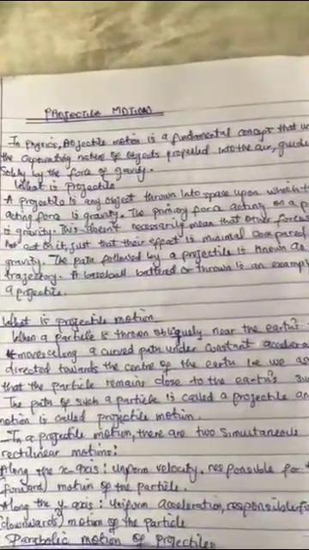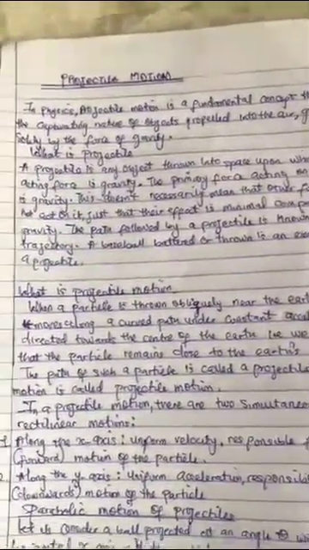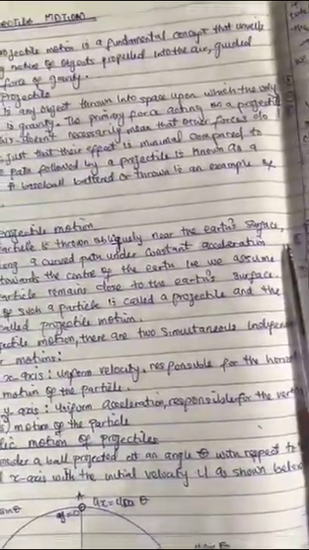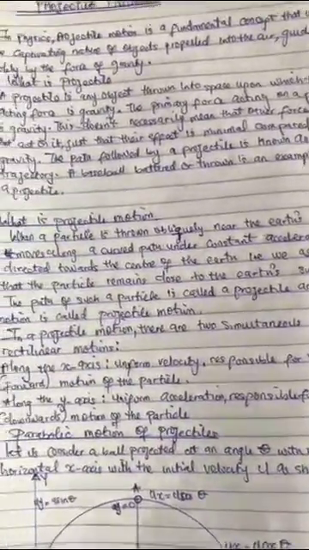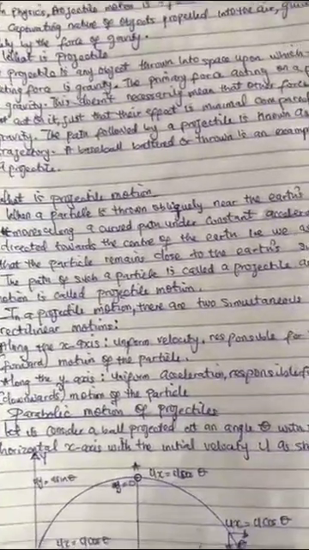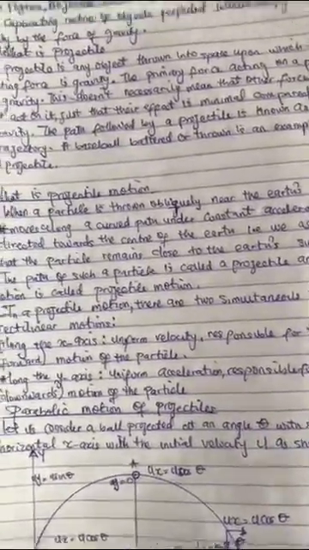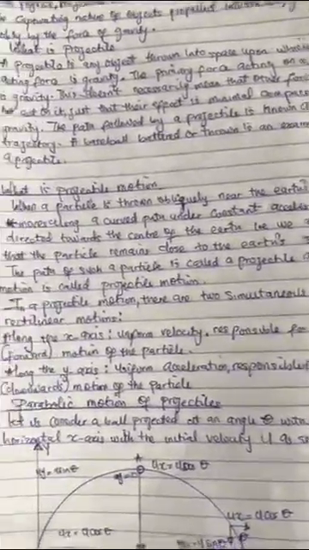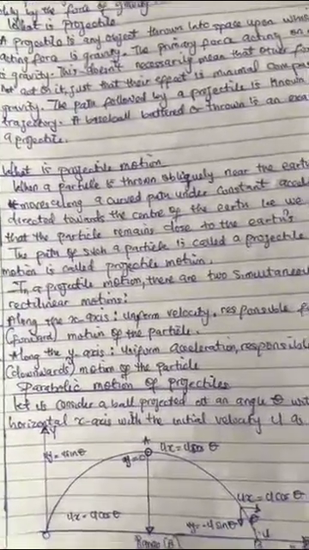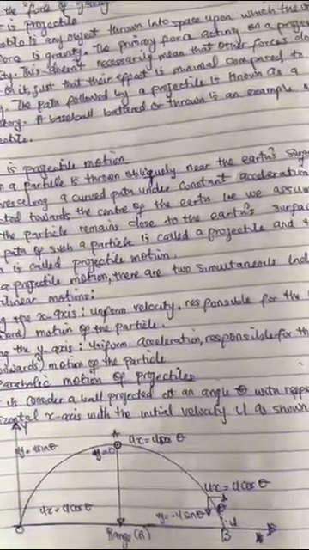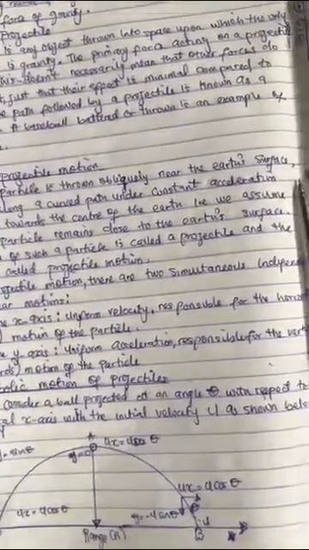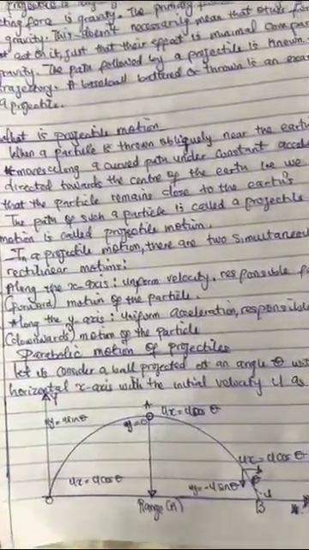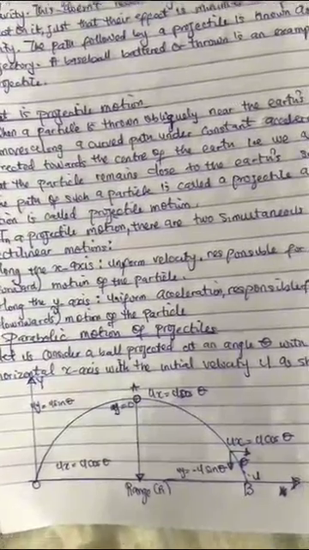So now, what is projectile motion? When a particle is thrown obliquely near the Earth's surface, it moves along a curved path under constant acceleration directed towards the center of the Earth. That is, we assume that the particle remains close to the Earth's surface. The particle is called a projectile and the motion is called projectile motion.